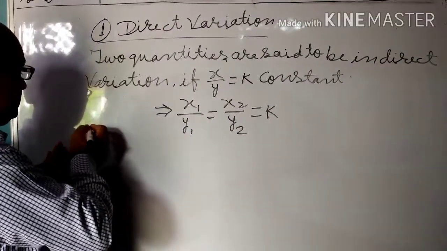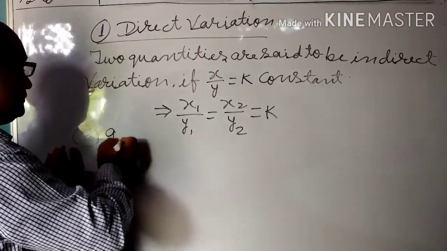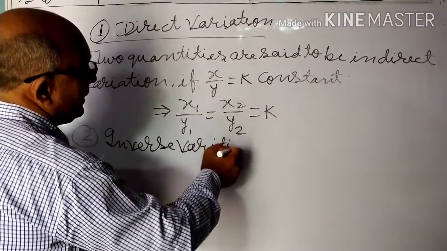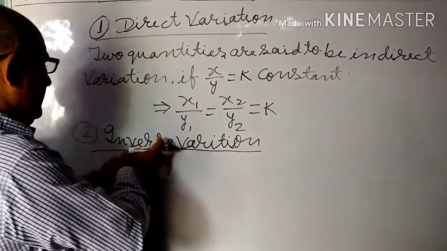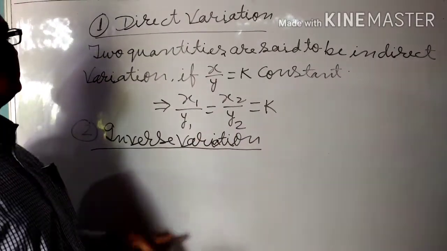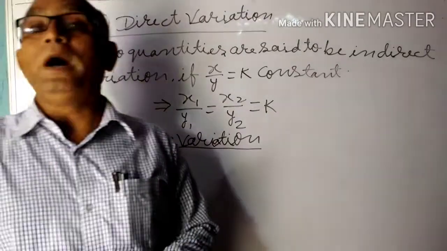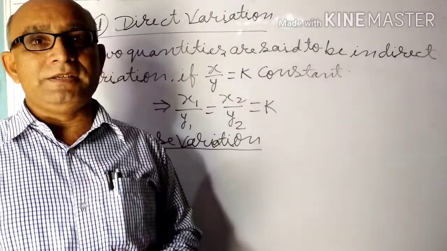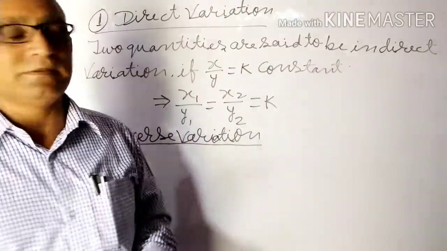Second is inverse variation. In inverse variation, if one quantity increases, then the other quantity decreases, or if one quantity decreases, then the other quantity increases. For example, number of laborers and number of working days.